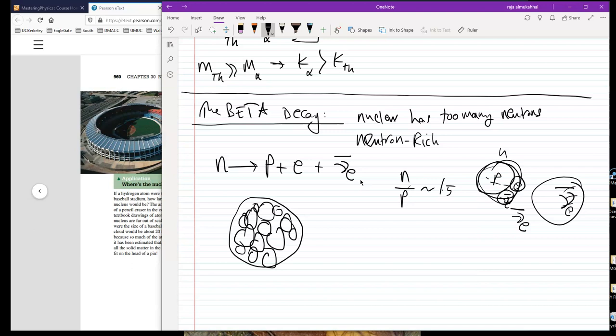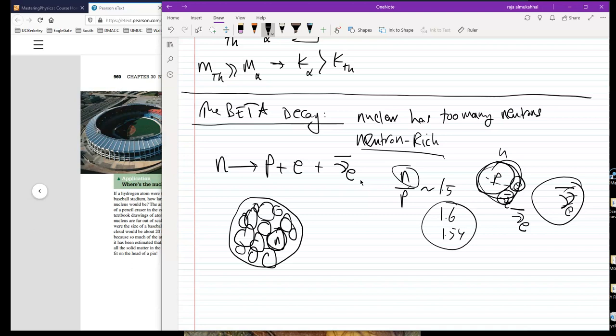In other words, the number of neutrons exceeds the number of protons by about 50%, give or take. But if you have something like 1.6 or 1.54, the nucleus becomes neutron rich. So it needs to get rid of one of the neutrons, or two, whatever. Here is one of the excess neutrons, let's say this one here.